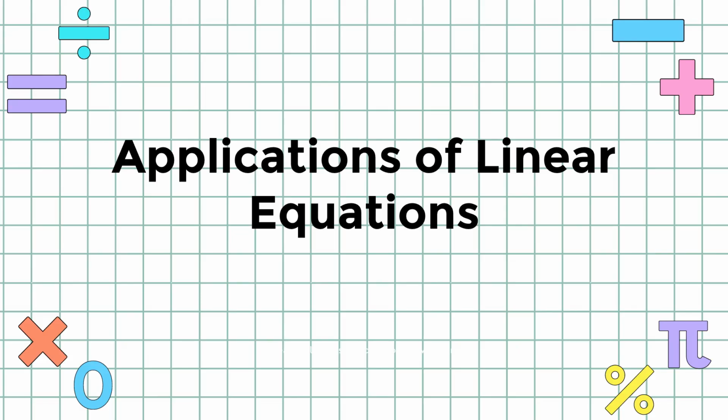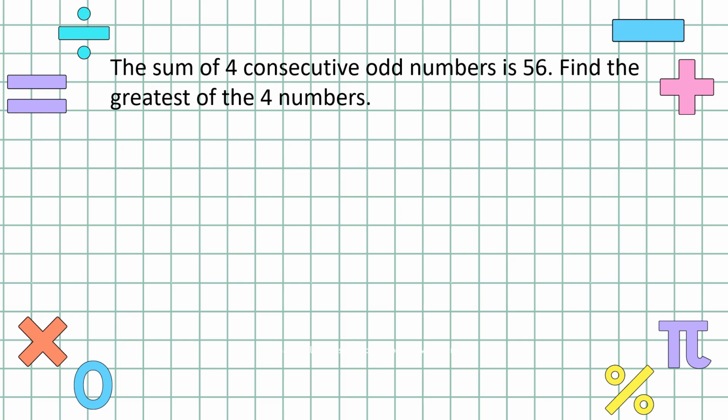Now let's have another set of examples, which are applications of linear equations. The sum of four consecutive odd numbers is 56. Find the greatest of the four numbers.